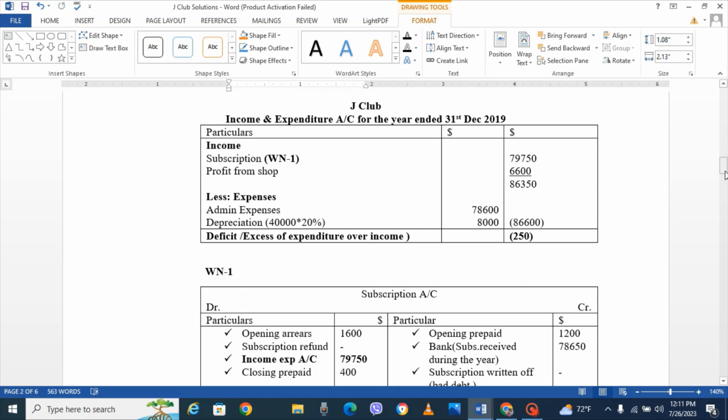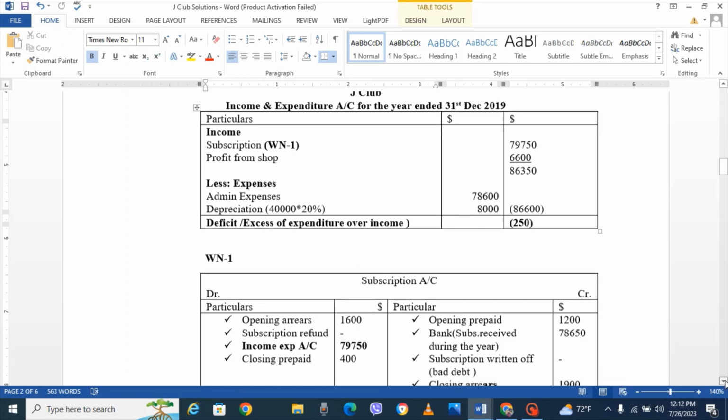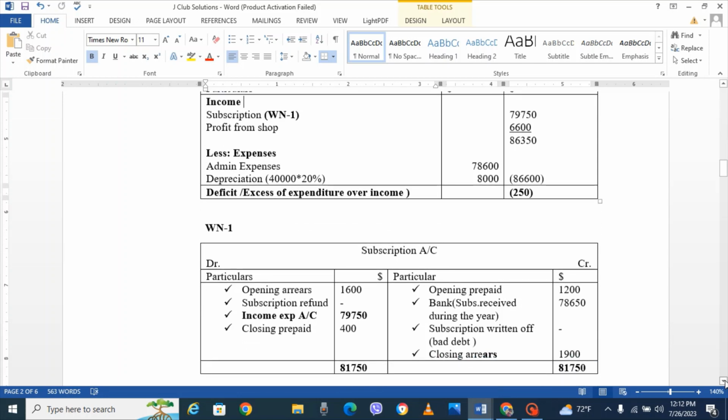So at first write all the income that is concerned with the Clove and deduct all the expenses which are available. So here, under the income heading, we at first write subscription. For subscription you should go through the working notes. I have clearly stated how to prepare the subscription account in previous questions as well. So as for subscription, I have given you the full format. So I think this will be very easy for you all.